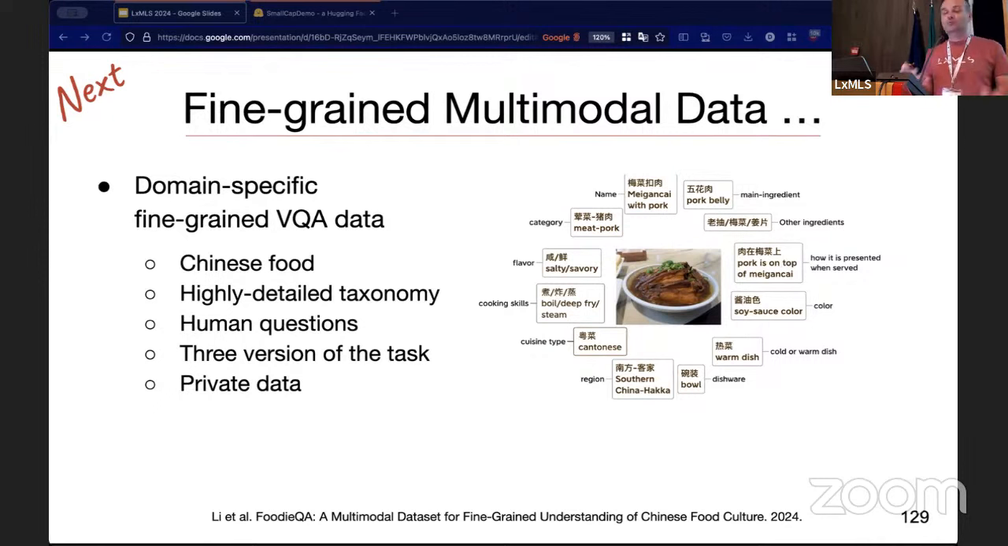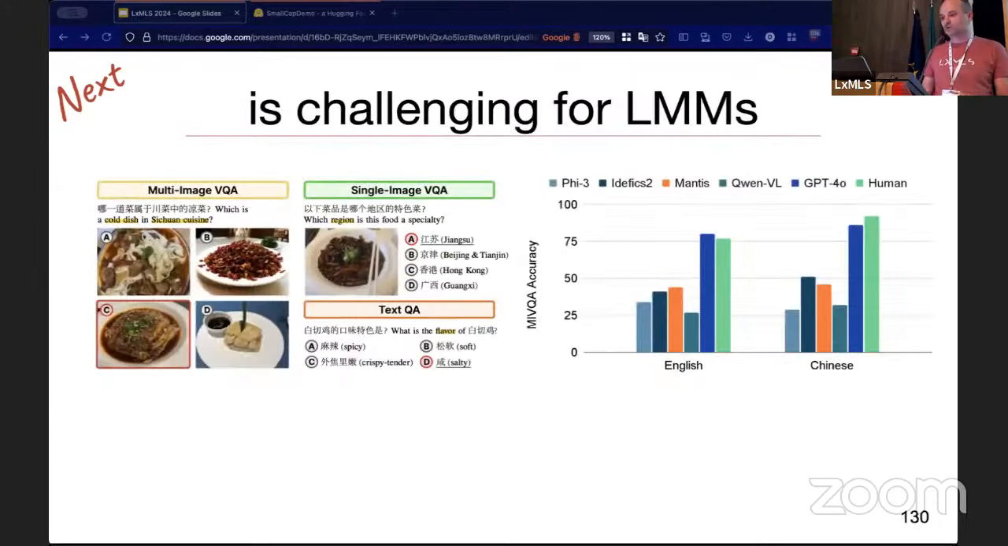There are human questions associated with each of the images, and there are three different types of problems that you can work on here. So there's multi-image VQA. All the data is written in Mandarin Chinese, but it's like, which of these is a cold dish in Sichuan cuisine? This task is super hard, especially if you don't know anything about Chinese food culture. If you do know something, then you'll know that it's example C.